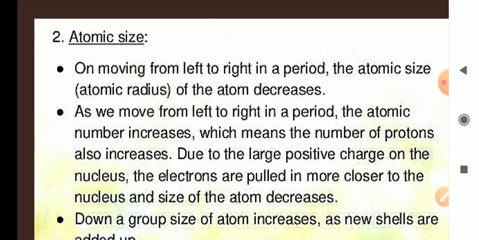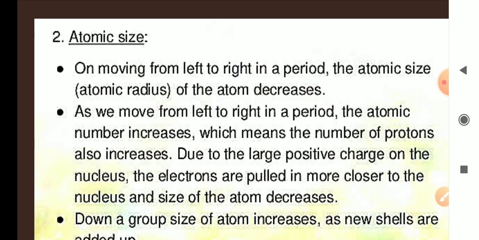If we consider the period, on moving left to right in a period, atomic size decreases because nuclear charge increases. Why does nuclear charge increase? As we move from left to right in a period, the atomic number increases. Lithium 3, beryllium 4, boron 5, carbon 6, nitrogen 7, oxygen 8, like this. So that means the number of protons increases. As the number of protons increases, the positive charge increases. Due to the large positive charge on the nucleus, the electrons are pulled closer to the nucleus. So the size of the atom decreases.